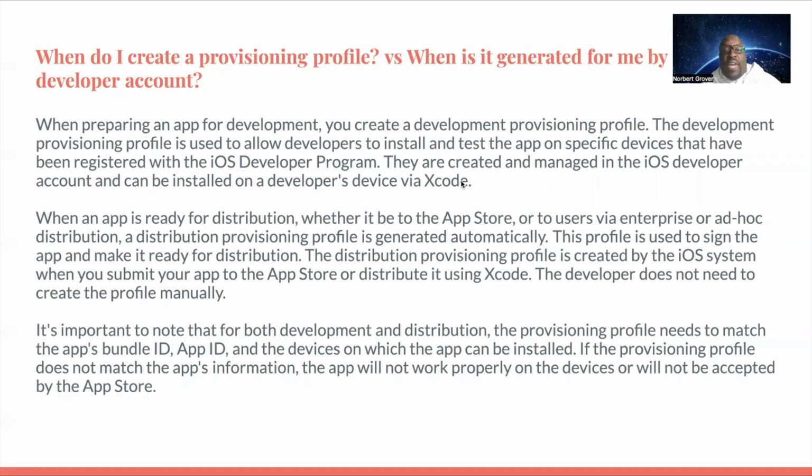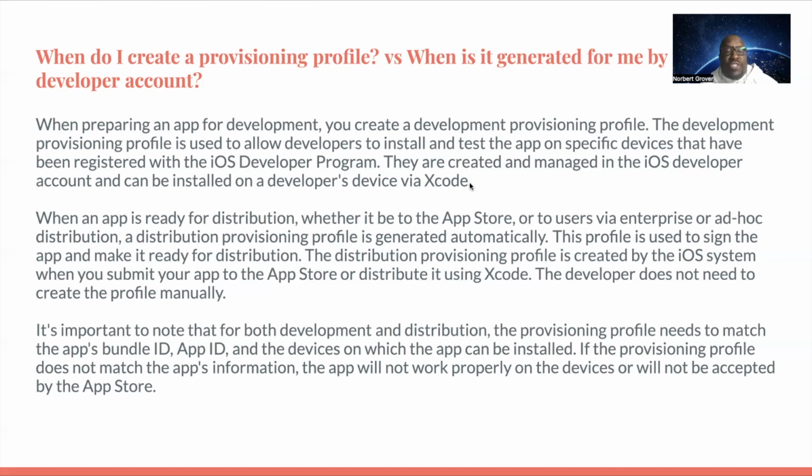So when do I create a provisioning profile versus when is it generated for me by the developer account? So when preparing an app for development, you create a provisioning profile, a development provisioning profile. The development provisioning profile is used to allow developers to install and test the app on specific devices that have been registered with the iOS developer program. They are created and managed in the iOS developer account and can be installed on the developer's device via Xcode.